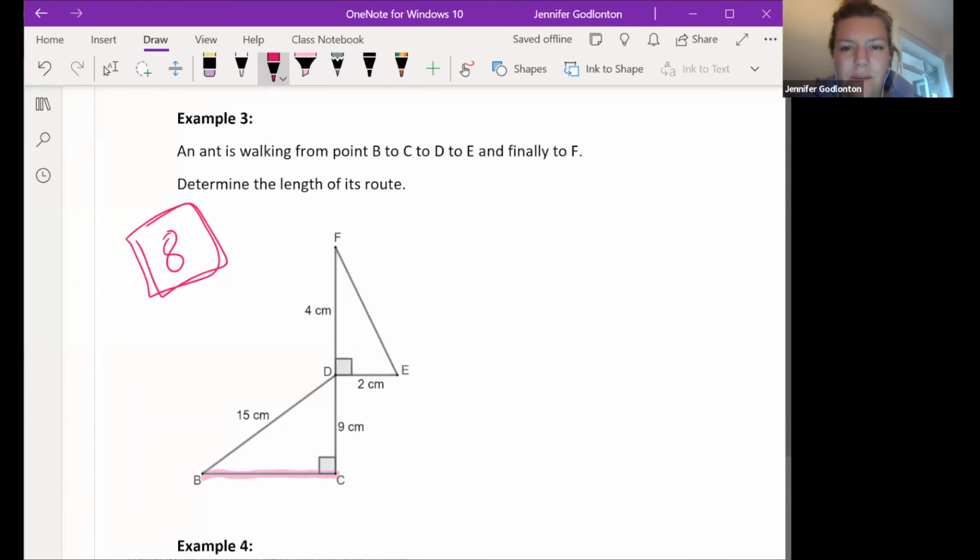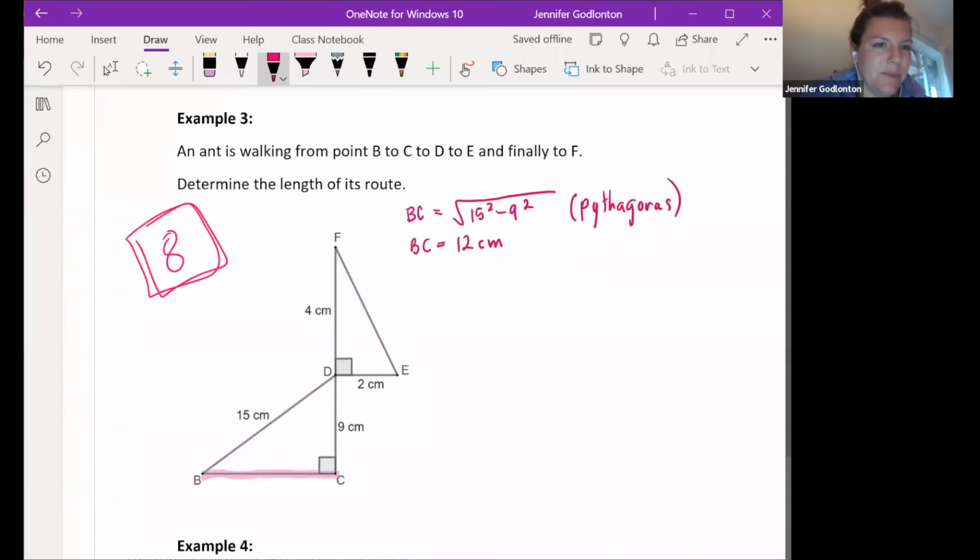I wrote BC equals the square root of 15 squared minus 9 squared. Good. Reason: Pythagoras. Excellent. I love it. Love everything about it. Beautiful. Next line, I said BC equals 12 centimeters. Perfect. 100%. Beautiful.